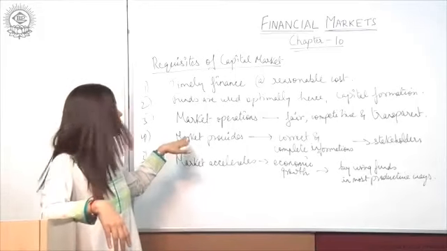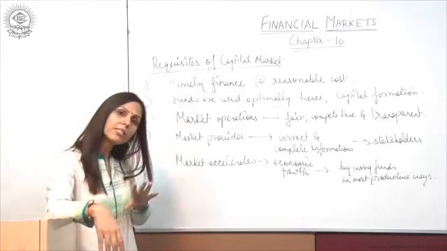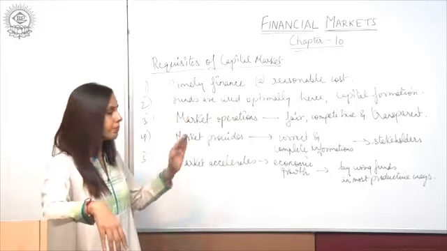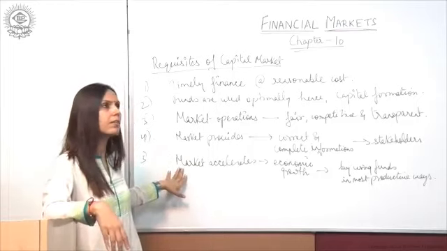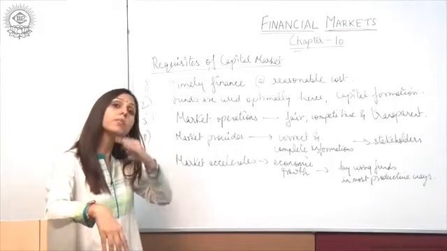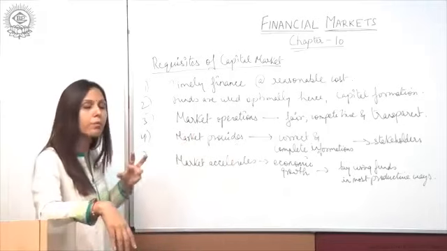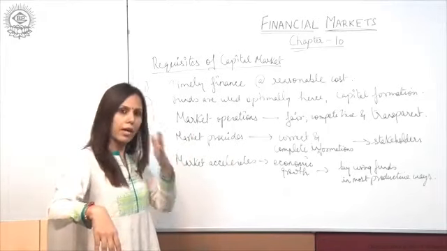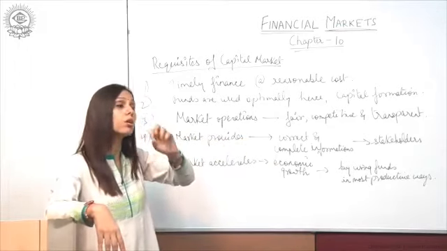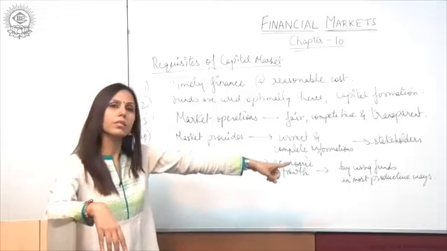The fourth feature says that an ideal capital market provides correct and complete information to its stakeholders. The last point says that an ideal capital market helps in accelerating the economic growth of any country. How does the capital market make it possible? As I told you, it provides funds and helps the deficit unit or the entrepreneurs to utilize the borrowed fund in the most productive ways.